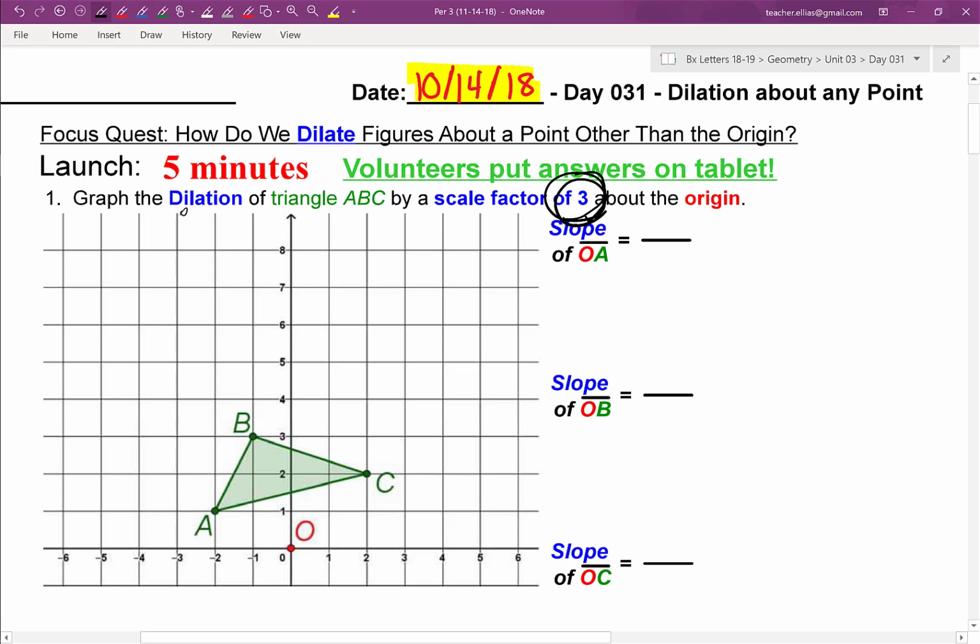Will I always go to the first one? It doesn't matter. I would get in the habit of doing rise first, just because when you write out your slope, rise comes first.